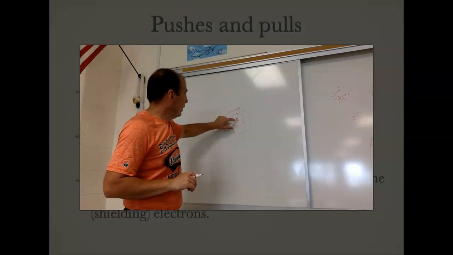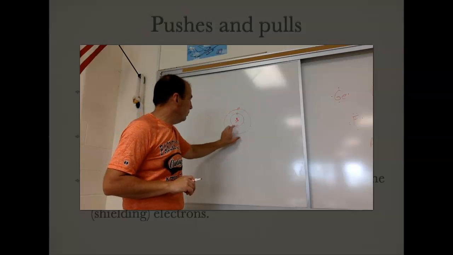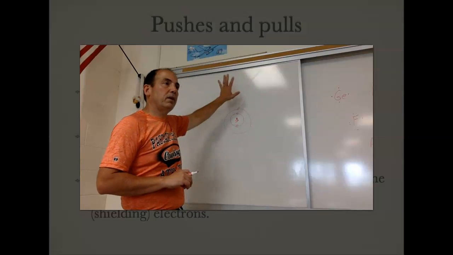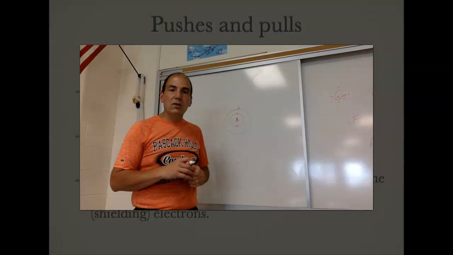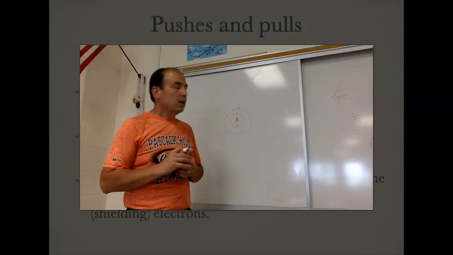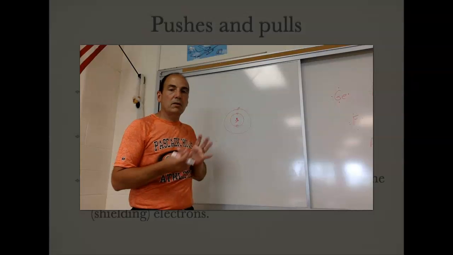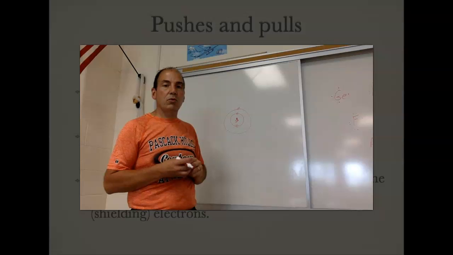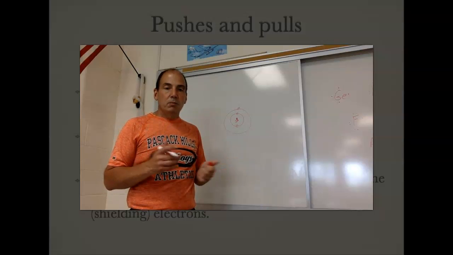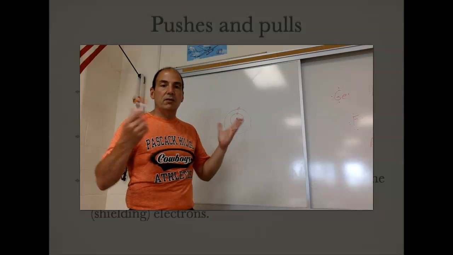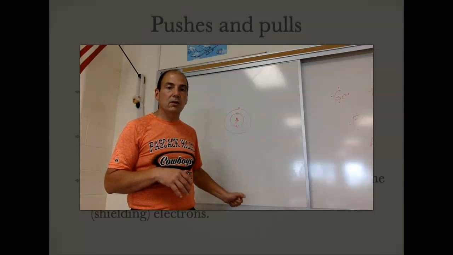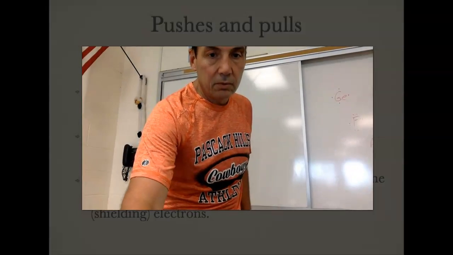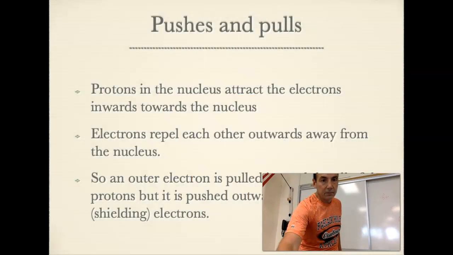The problem is that these 2 are going to be pushing that electron away. So it's getting pulled in by 3 protons, being pushed away by 2. So it loses some of the effects of pull. The protons are being worked against by the electrons, and so the pull isn't quite as strong as it could be. We just have to understand that this shielding effect goes on, and it does affect the nucleus and how strongly it pulls. So let's go back to there.